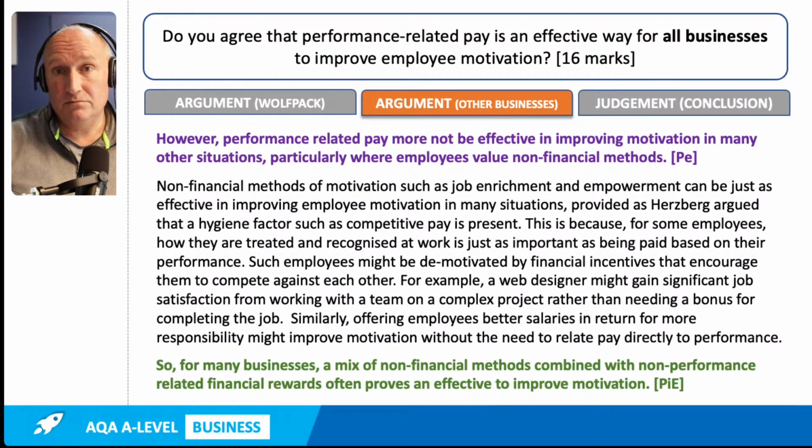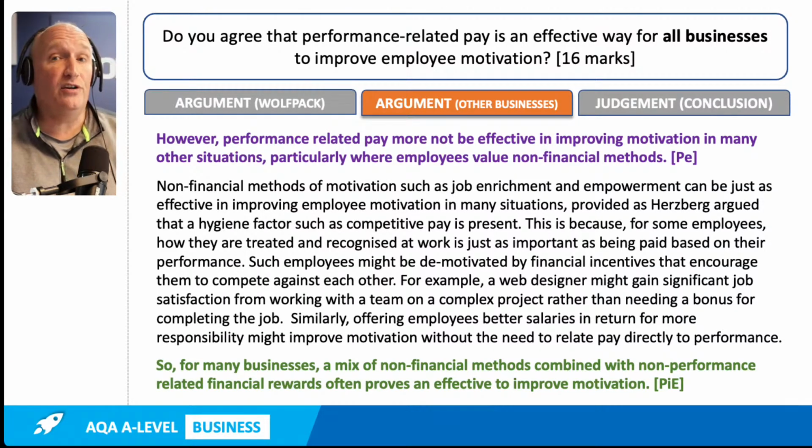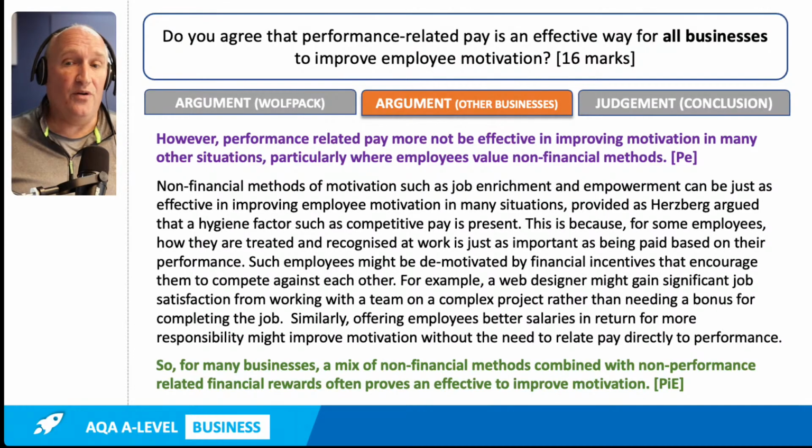For example, a web designer might gain significant job satisfaction from working with a team on a complex project rather than needing a bonus for completing the job, or maybe a bonus being paid for the work that he or she does. Similarly, offering employees better salaries in return for more responsibility might improve motivation without the need to relate pay directly to performance. So all we've done there is just explain why performance-related pay may not necessarily be the most effective way, or may not be effective. And then a little pie sentence at the end.